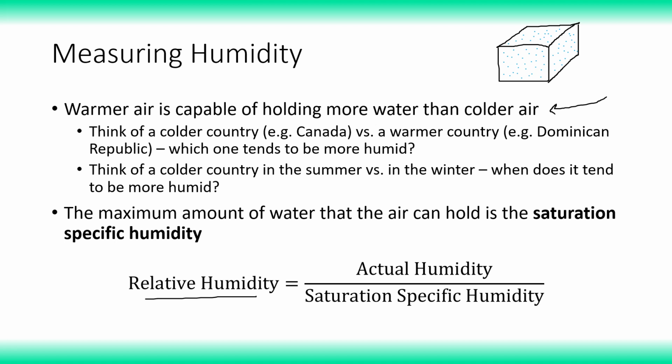You could either think of a cold country like Canada in the summer versus in the winter, or you could look at a more tropical country, for example the Dominican Republic, where instead of a summer and a winter there's a wet and a dry season. The temperature changes in that range by a little bit, and the humidity changes in that range as well.